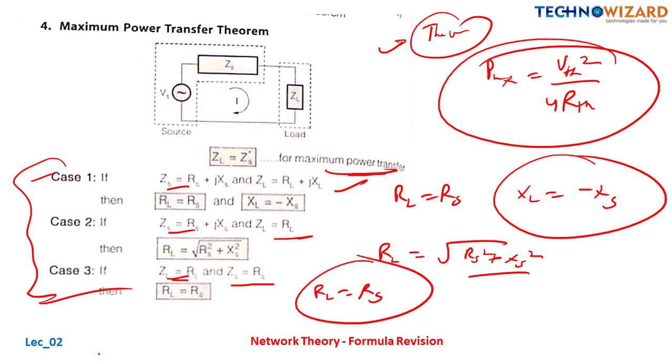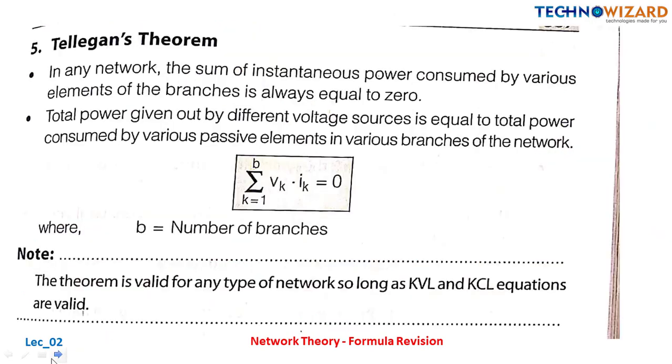Next one is Tellegen's theorem. Now this theorem is applicable for any network, whether it is linear, non-linear, bilateral, unilateral. In any network, the sum of instantaneous power consumed by various elements of the branches is always equal to 0. That means the total power should be equal to 0.